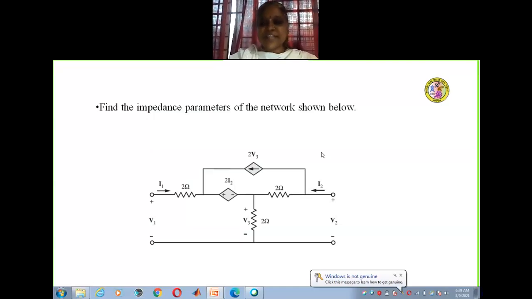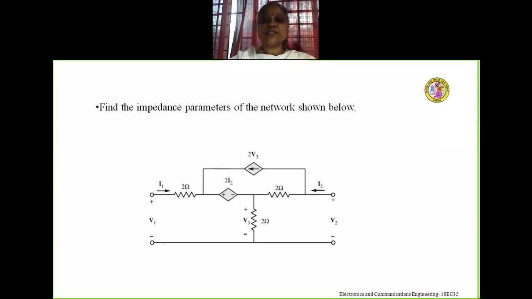If we observe this network, it consists of two sources, a voltage source and a current source, and both sources are dependent sources. If we consider the current source, its value is 2 times V3, that is 2V3, where V3 is the voltage across the 2 ohm resistor. The value of the voltage source is 2I2, where I2 is the output current. This network consists of three loops.